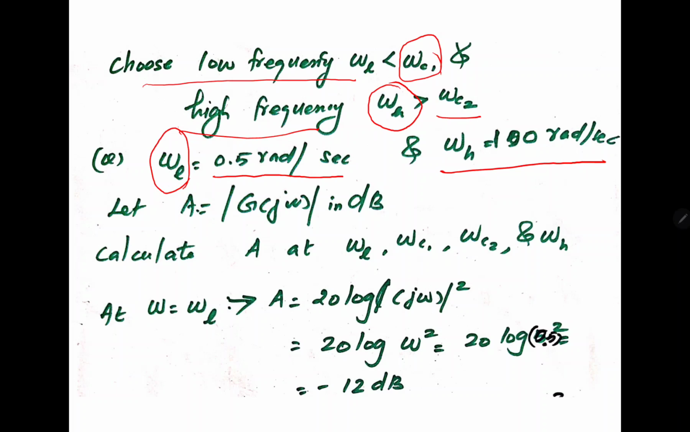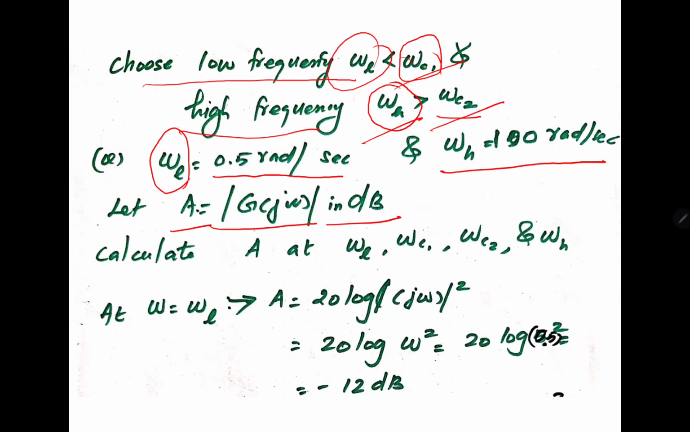Now we have to find the gain at four frequencies: the low frequency, omega C1, the first corner frequency, the second corner frequency, and the high frequency. We have to find the gain for plotting the magnitude. So first, let gain A be equal to the magnitude of G(j omega) in dB.